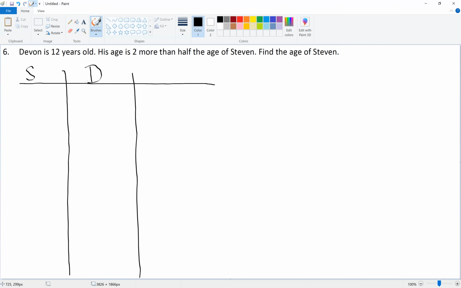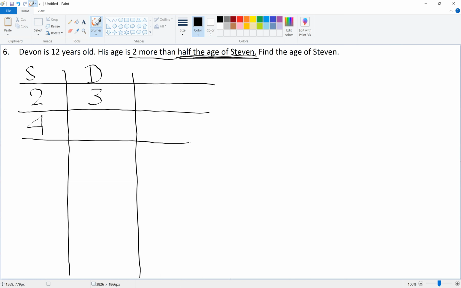You're right. So let's start with this method. It says half of Stephen. So if Stephen is 2, what would be Devin? What is half of Stephen? 1. And 2 more. 3. So shouldn't this be 3? Yeah. And if Stephen is 4, half of 4 is 2. And 2 plus 2 is 4.